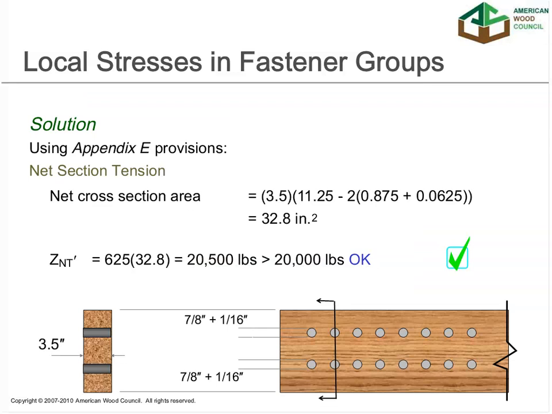So first, again, we're going to tackle the net section tension that we talked about. And so we're going to start with the depth of the member at 11 1/4 inches, and we're going to deduct the 7/8 inch bolt and the 1/16 inch bolt hole from that cross section to come up with a net section of 32.8 square inches. Then we're going to multiply that times the tension value of that 4x12 hem fir, and you see that we come up with a capacity of 20,500 pounds, just a little more than what we need, but obviously less than the full capacity of the wood member.